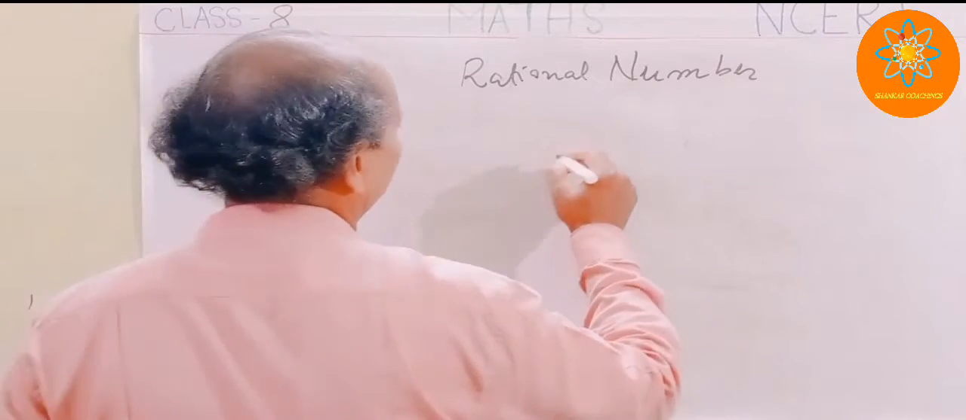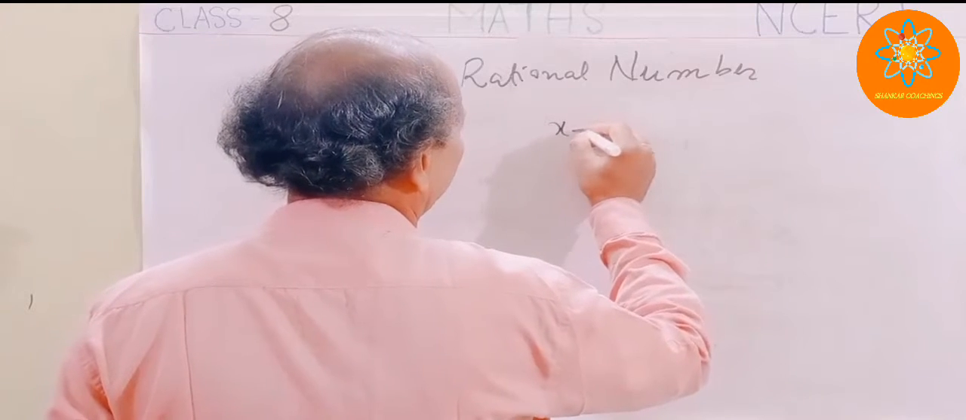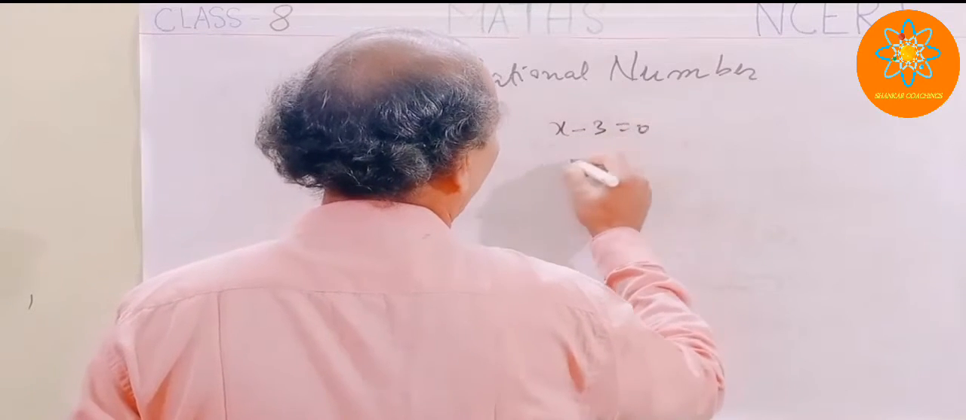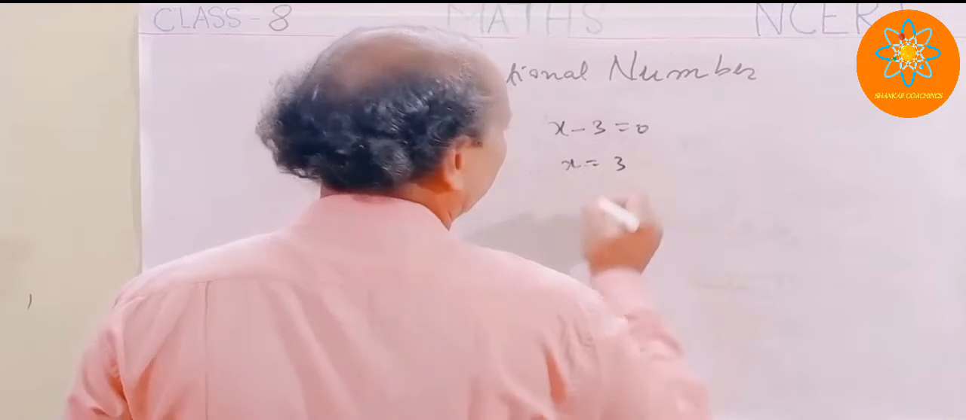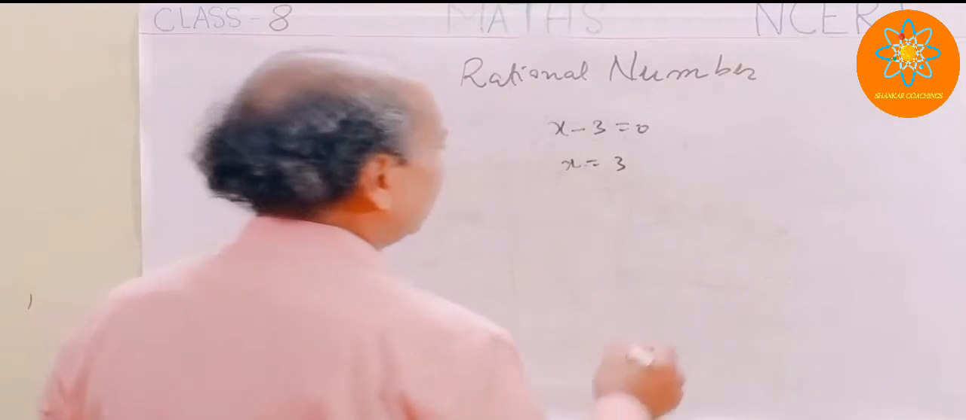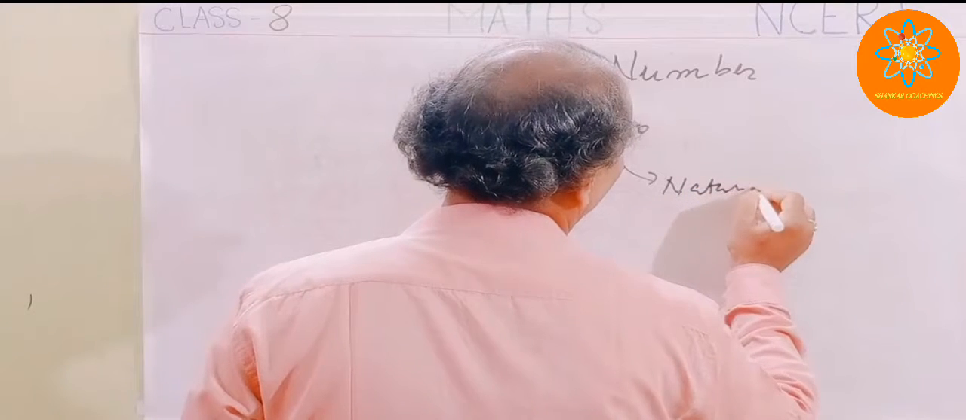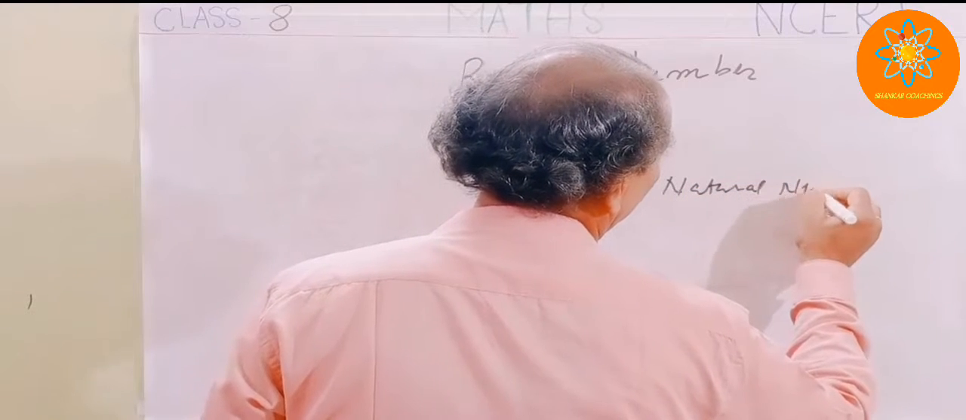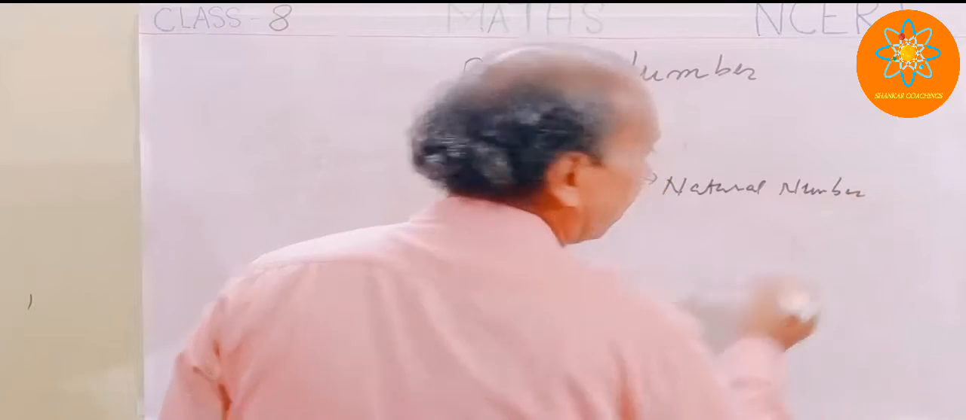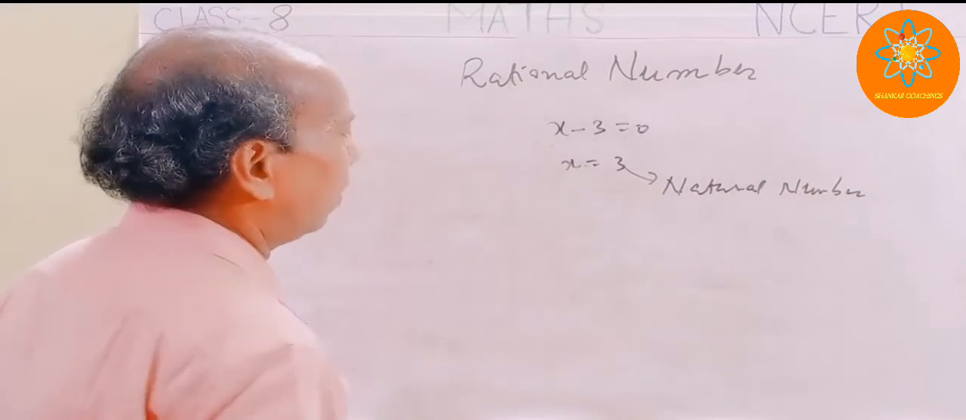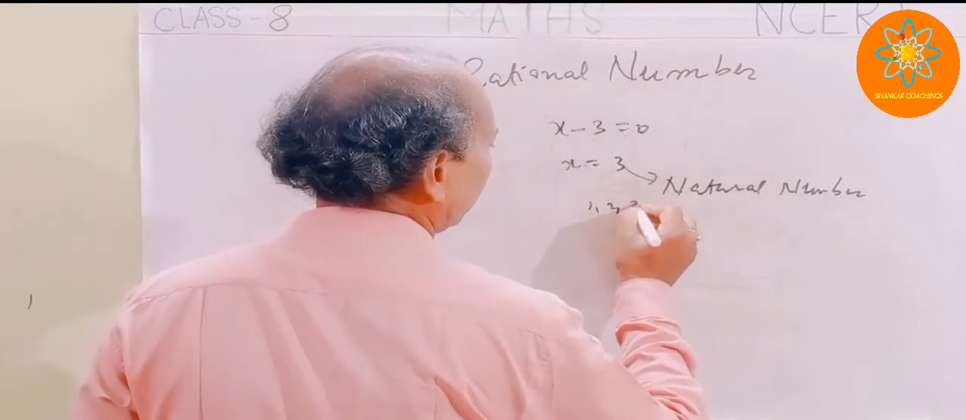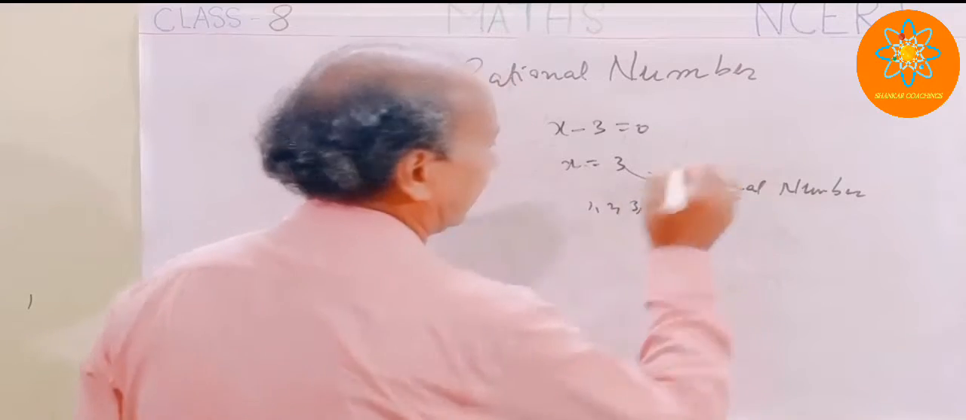For example, let's suppose equation is given x minus 3 is equal to 0. So x is equal to 3. So what is this 3? 3 is nothing but it is a natural number. Natural number means a number which is 1, 2, 3, 4 like this. So that is the natural number.